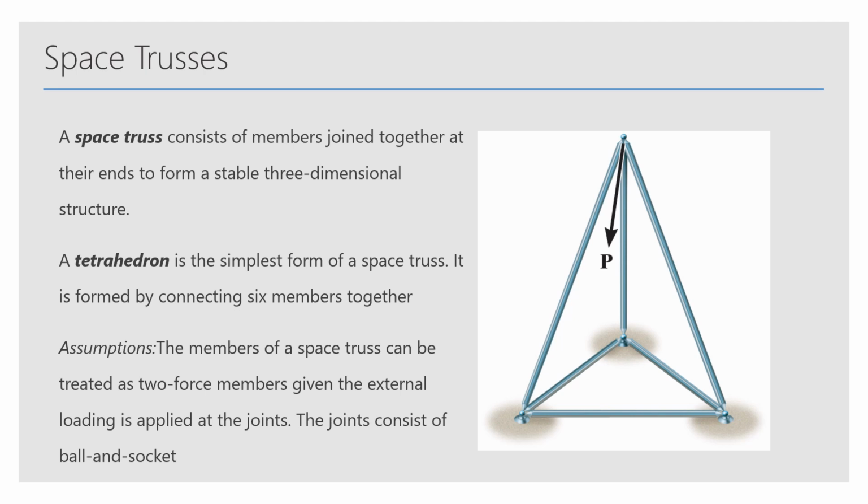The normal assumptions for this are that the members of the space truss can be treated as two-force members, that the given external loading is applied at the joints, and that the joints consist of ball and sockets instead of what we saw before, which were just pins.